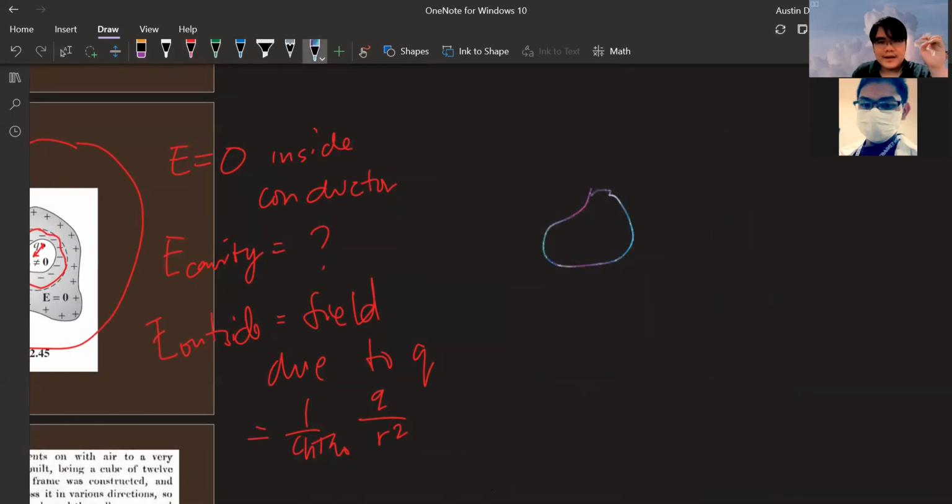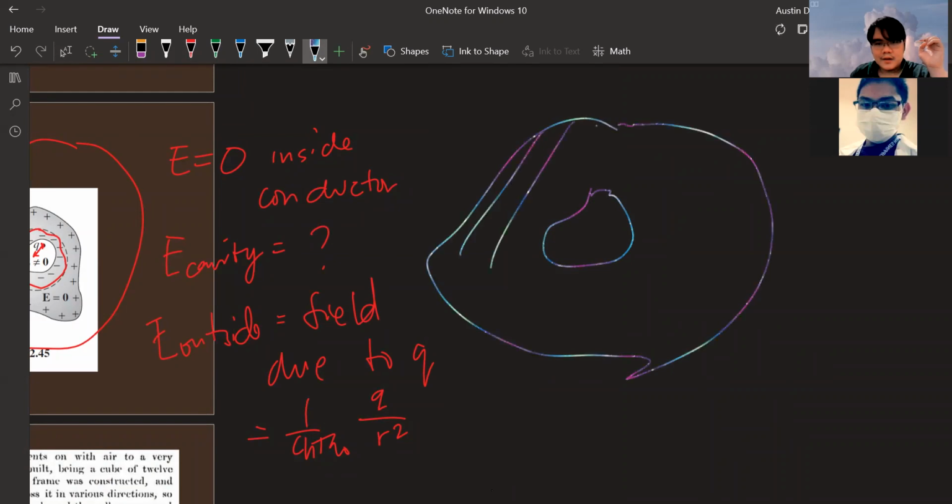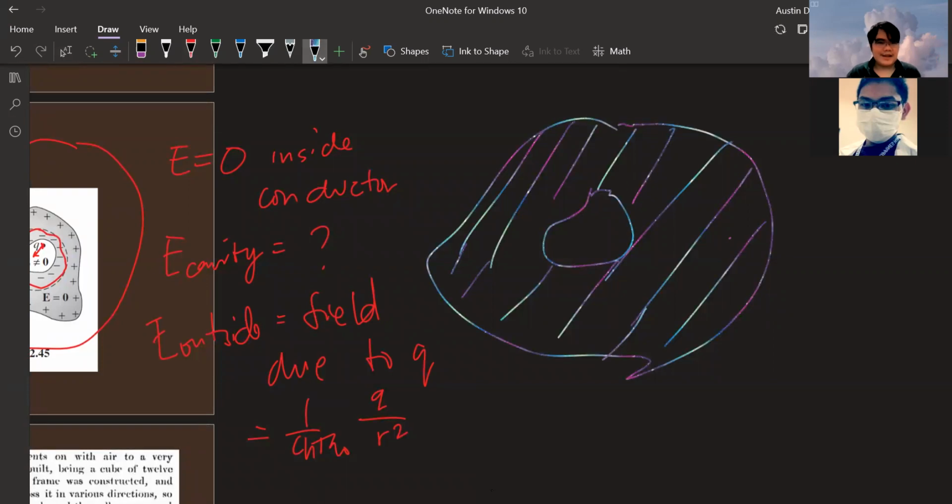So, ano mangyayari kapag you place an object, let's say this is a conductor, you have your weird cavity inside, and let's say your conductor. Para conductor mo. Tapos may cavity ka. And then you put a neutral object inside.